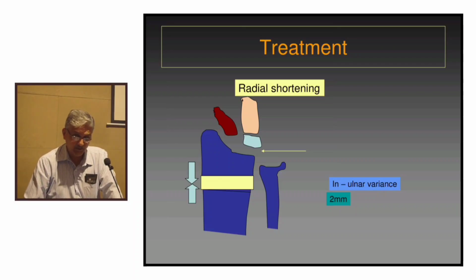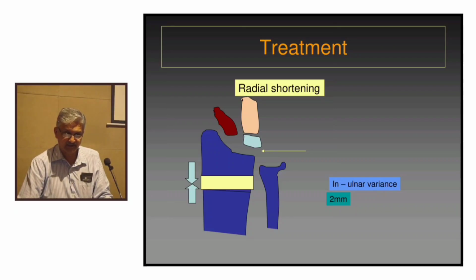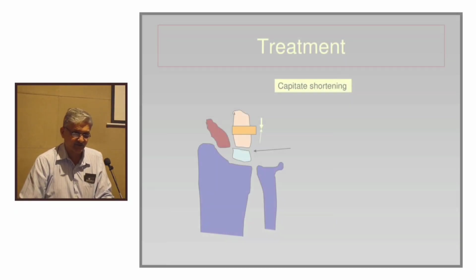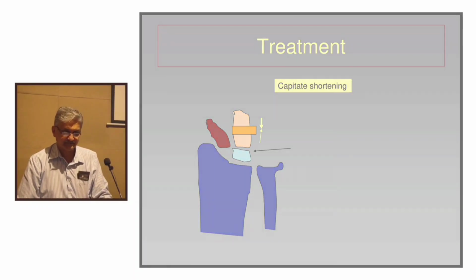But that can be a problem, because if the radius is already short and the lunate is long, the first thing when you see the patient is to see if the radius is long enough to be shortened. If the radius is not long enough, then you go to something else, called a capitate shortening. So don't shorten on the radial side, do a shortening on the capitate side, so that again the amount of loading on the lunate is reduced.